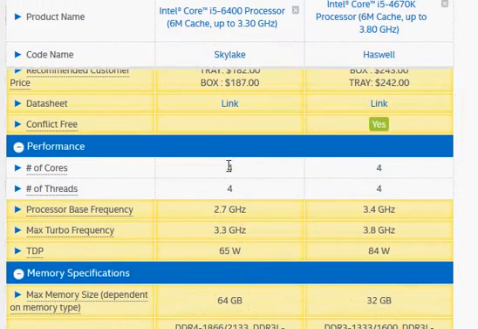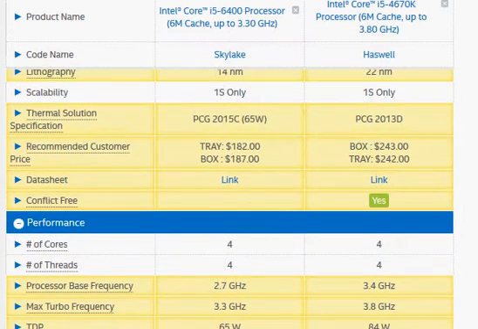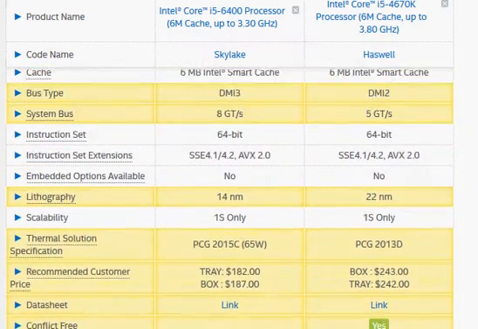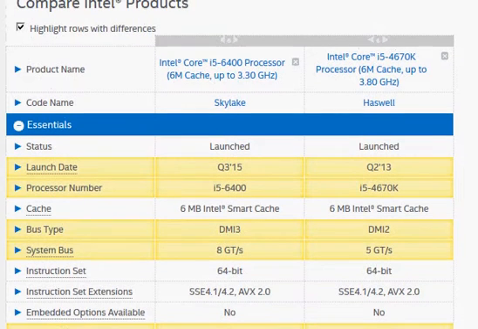Both of them are quad core, with no support for hyper-threading. In terms of the clock frequency, that's where the Haswell seems to be doing much better. It's 2.7 gigahertz versus 3.5 in the base clock, and 3.3 versus 3.8 gigahertz in the turbo mode. So Skylake should be slightly better in terms of architecture, but that seems to make only 1.5%, which we have seen in some other videos.